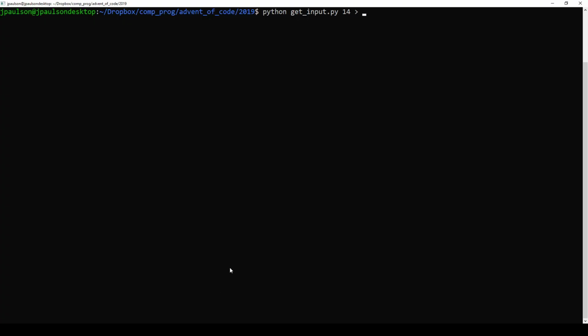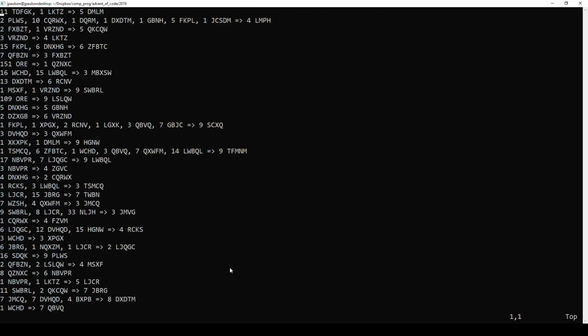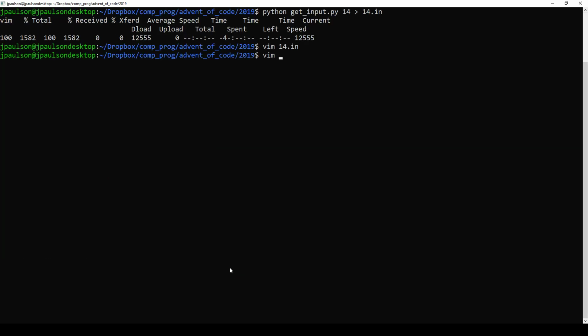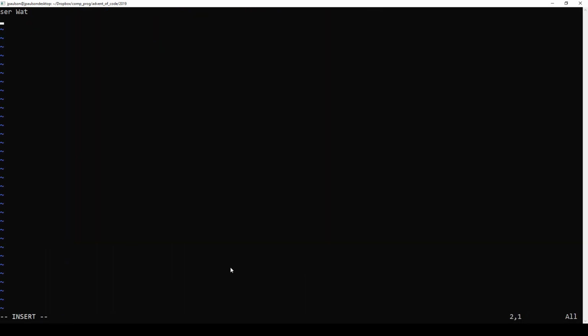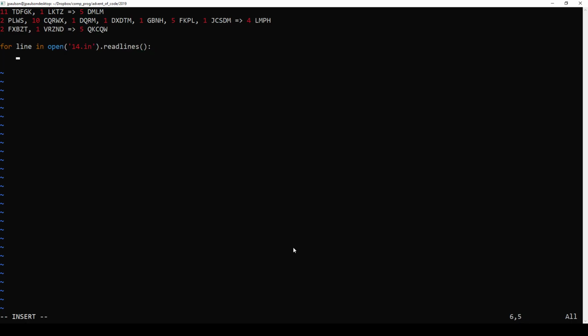The input, 14.in. That's not a thing. For line. Split.